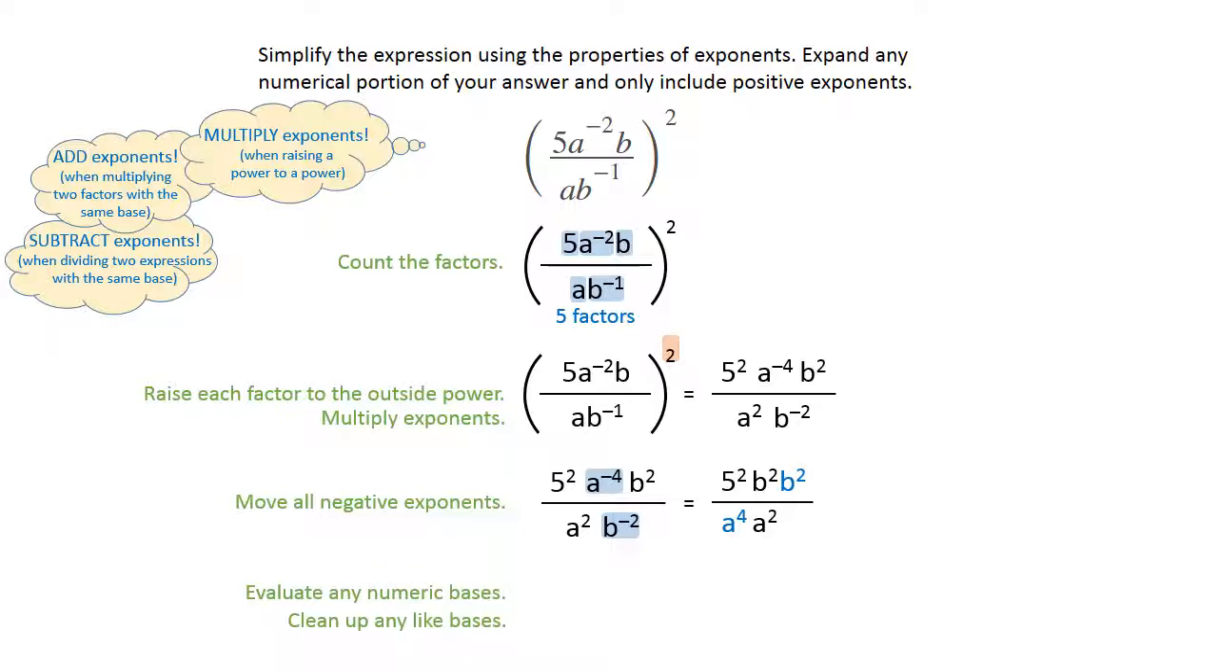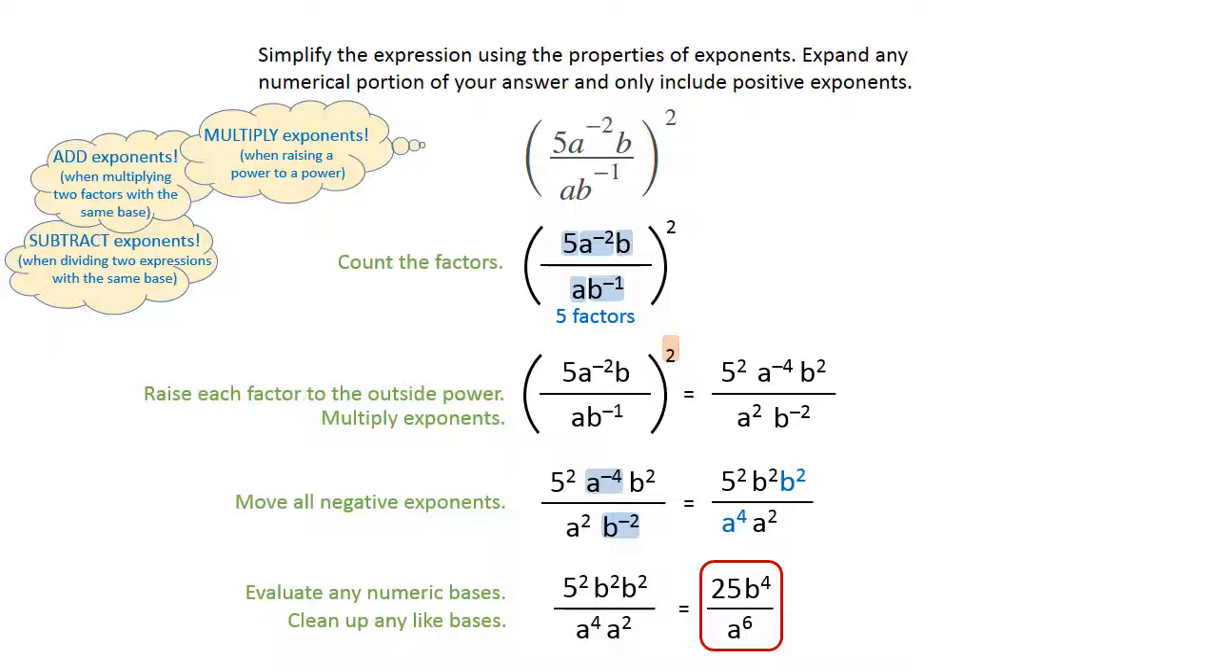And the last thing we have to do is evaluate any numeric bases and then clean up our like bases. So in the expression, draw yourself another dividing line, just going one at a time through the 5 factors. 5 squared is 25. You've got 2 b's in the numerator of that fraction. Add those exponents because that's multiplying 2 factors with the same base. 2 plus 2, 4. On the bottom, you've got a to the 4th and a squared, so you're going to add those exponents as well. 4 plus 2 is 6. This is your final simplified answer for that first expression.